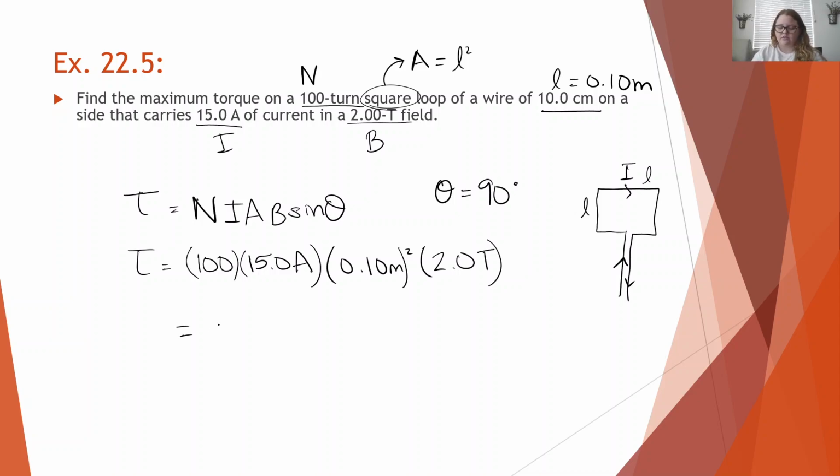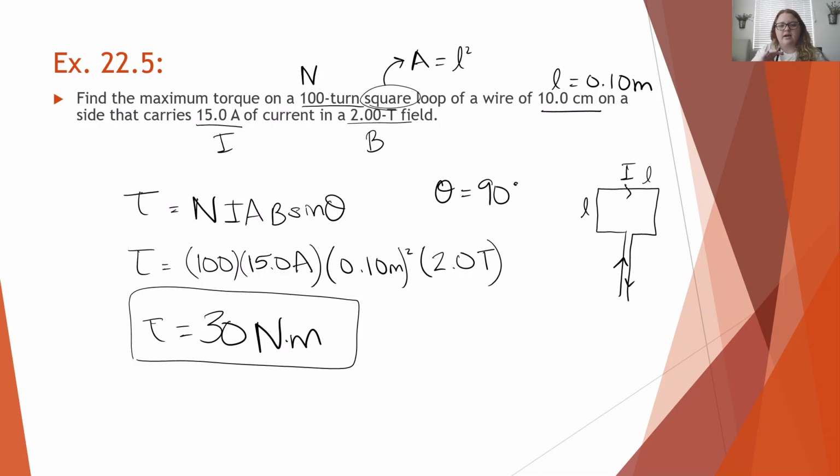Okay, so we can throw that into a calculator. I'll do 0.1 times 0.1 first, times 100 times 15 times 2, and we get 30, and torque is in Newton meter. We just remembered that. And that will be our torque of this current in a solenoid. So this is the torque going on here in this motor.